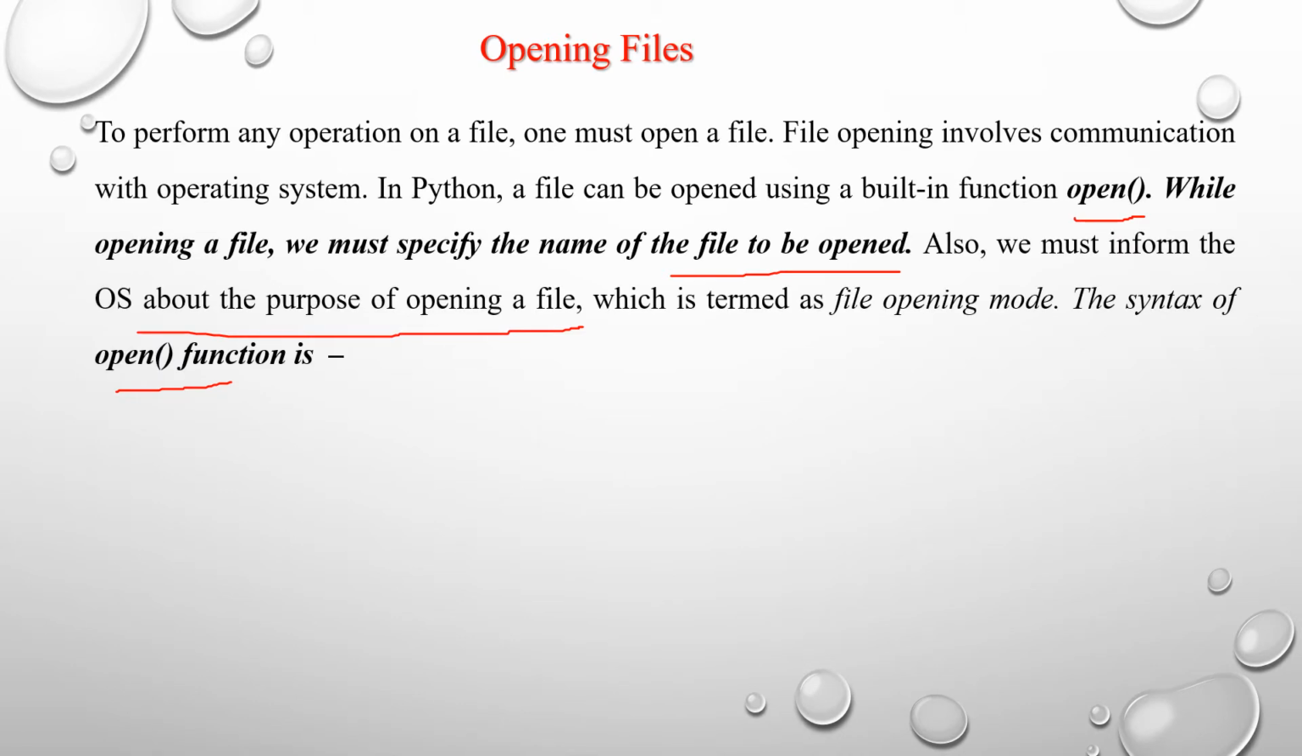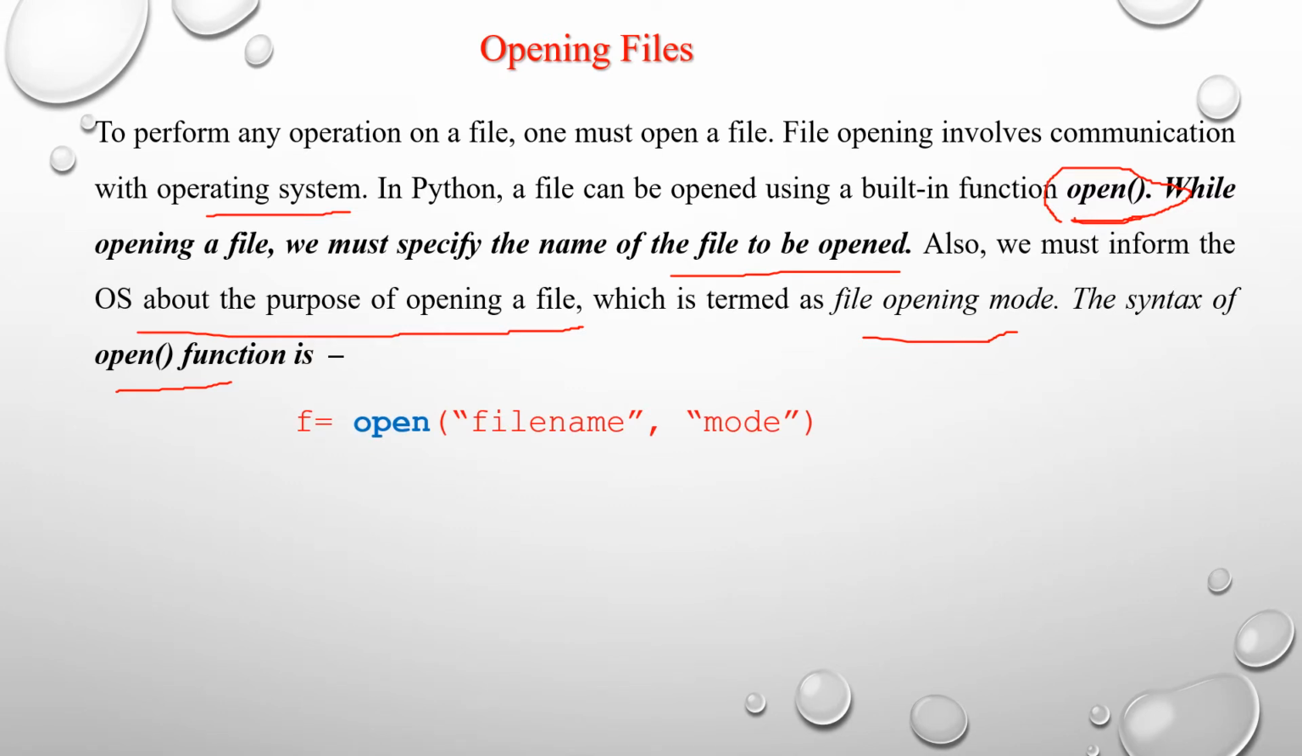Now we will see how to open files. To perform any operations on a file, one must open the file. The file opening involves a communication with the operating system. In Python, a file can be opened using a built-in function open(). While opening a file, we must specify the name of the file to be opened. Also, we must inform the OS about the purpose of opening the file, which is termed as the file opening mode. The syntax of the open function is something like this.